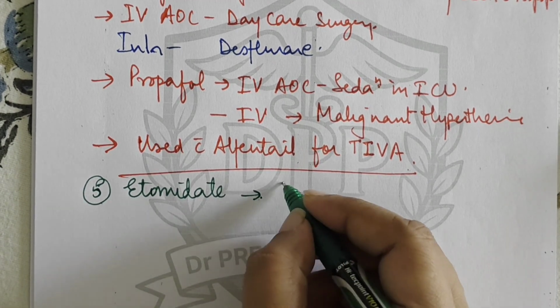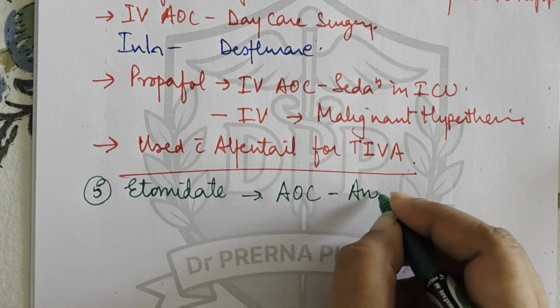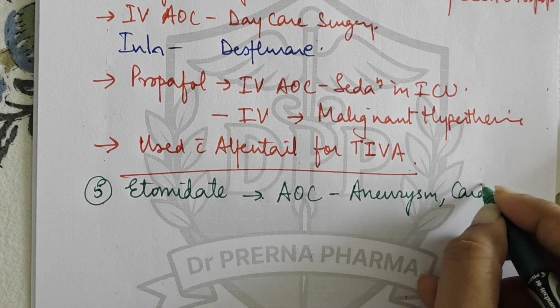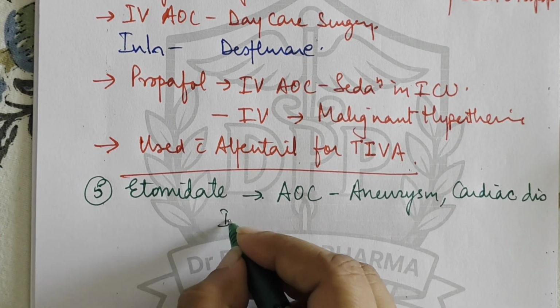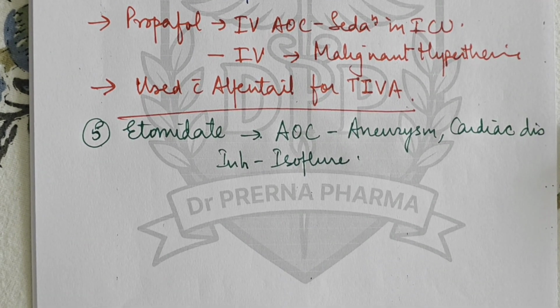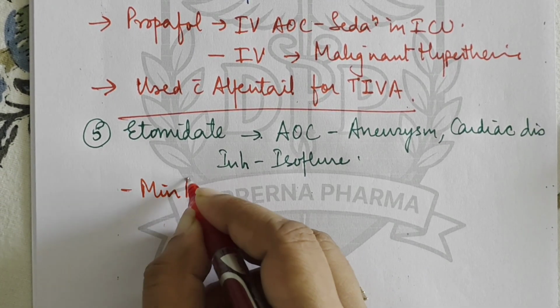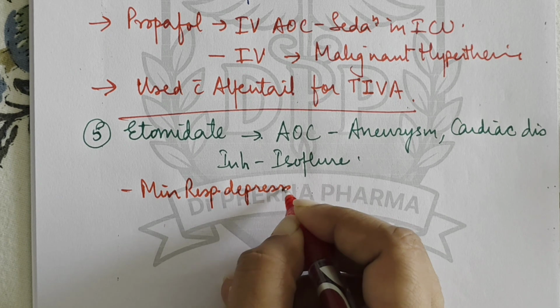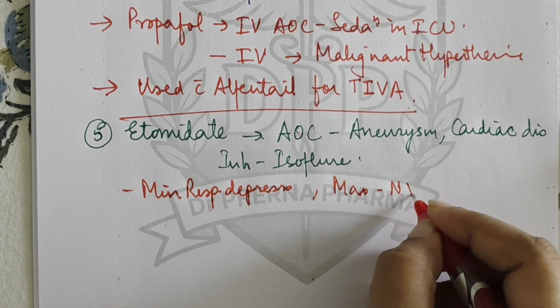Etomidate basically does not interfere with the cardiac system, so it is the agent of choice in aneurysm surgeries and in cardiac diseases. There, which inhalational agent did we use? Isoflurane. Isoflurane is used in cardiac and neurosurgeries. Here, among IV agents, etomidate is the drug of choice. Then it causes minimum respiratory depression. It causes maximum nausea and vomiting.